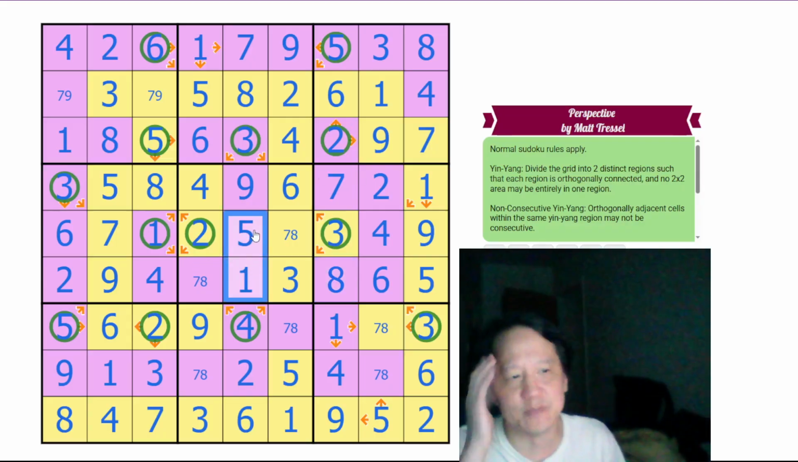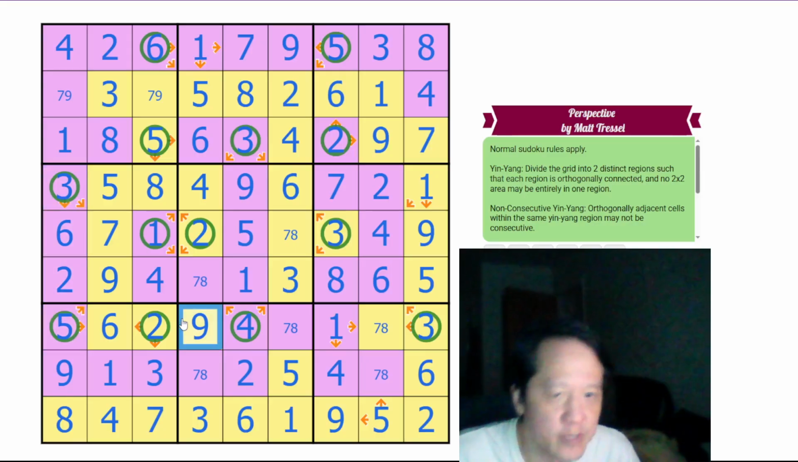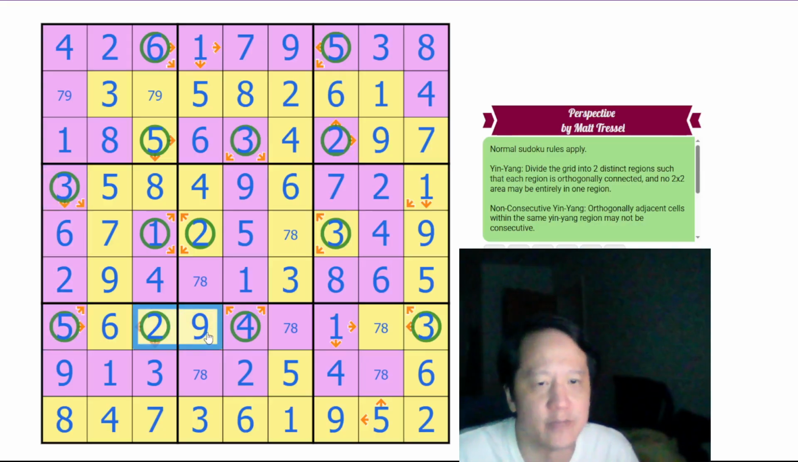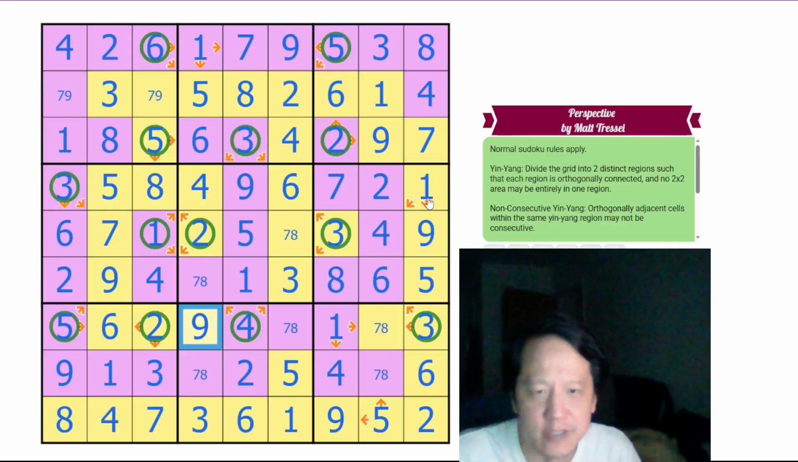Sorry, I don't know why I'm saying entropy. Different regions. 3 goes with 5 and 9. Those are different regions. That works anyways. 1, 4, 9 different regions in pink and yellow.